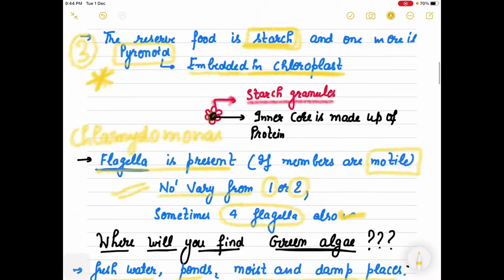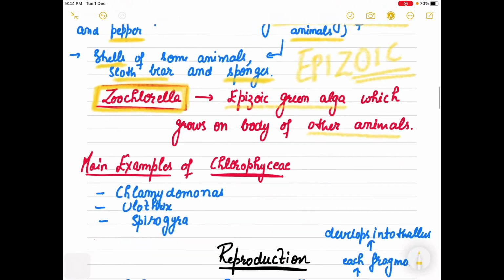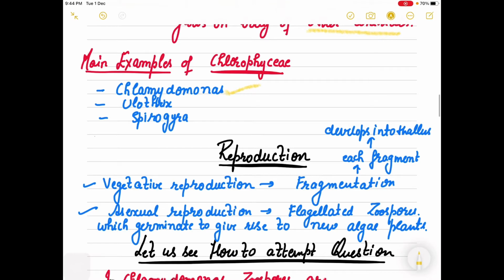The main example of this Chlorophyta group is Chlamydomonas. When you are reading, just keep in your mind Chlamydomonas, Ulothrix, Spirogyra. These are the common, or you can say the main, examples of your Chlorophyta group.